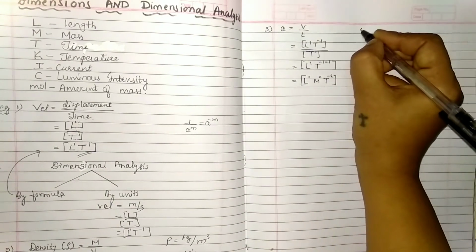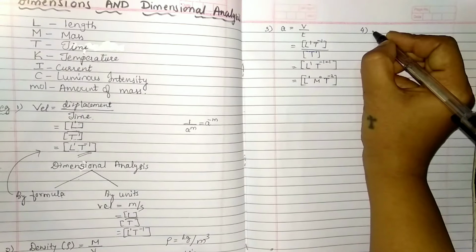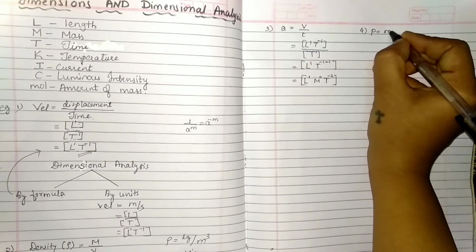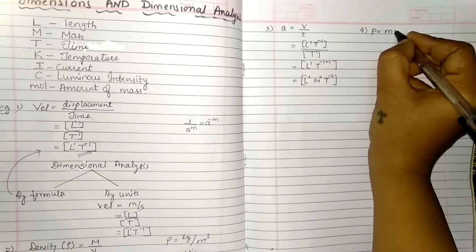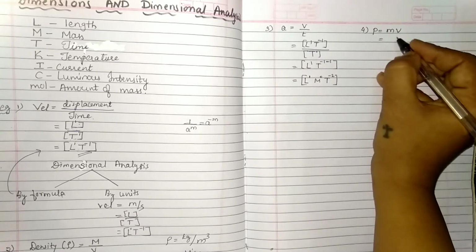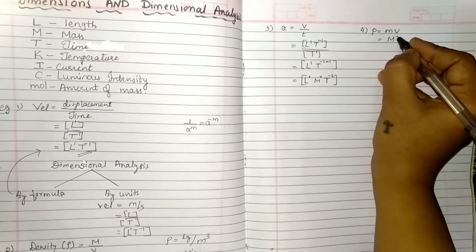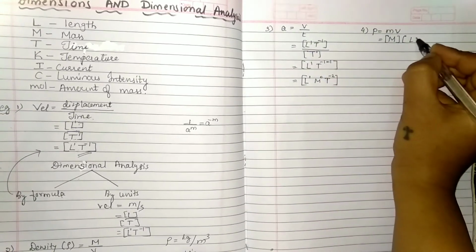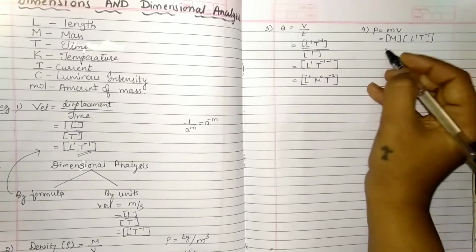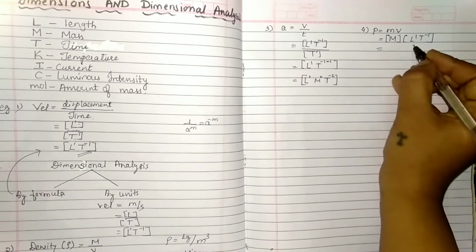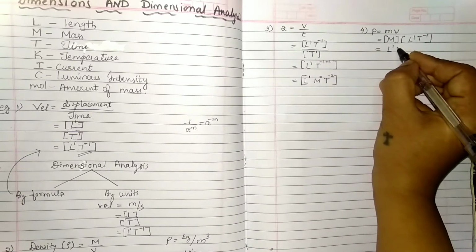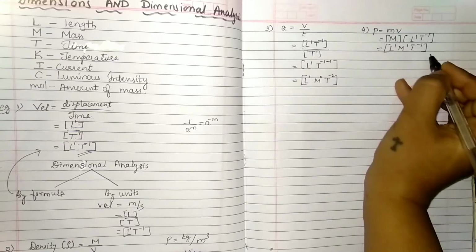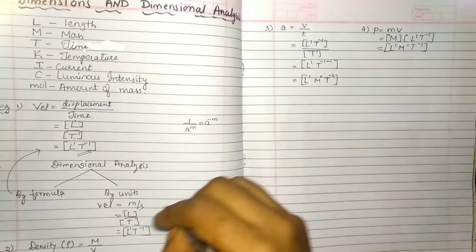Proceeding further, take another example like momentum. Momentum is nothing but P is equal to mass into velocity. So mass is in terms of M. Velocity is in terms of L¹ T raised to minus 1. So can I conclude this one as L¹ M¹ T raised to minus 1? This is how you can write.